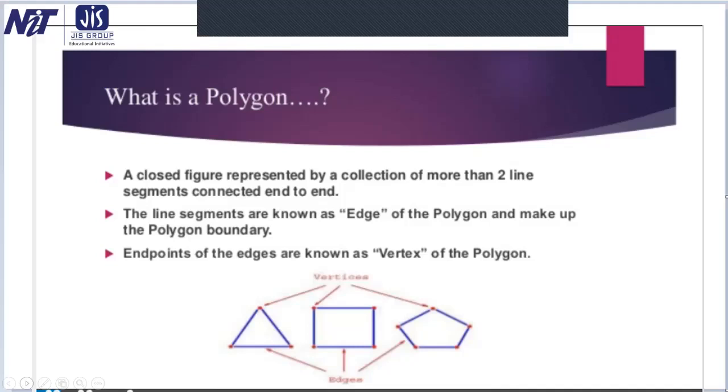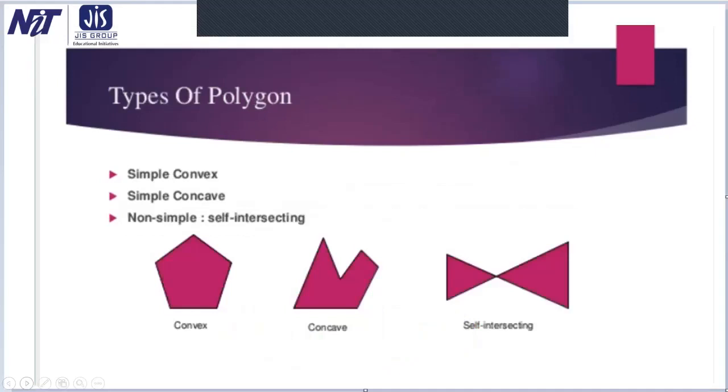So, what are the vertices? The end points are known as the vertices of the polygon. What are the types of polygon? Simple convex, simple concave, non-simple, and self-intersecting. Self-intersecting means when the polygon cuts itself, then it is called self-intersecting. That means two lines of the same polygon intersect each other. Then that is called self-intersecting.